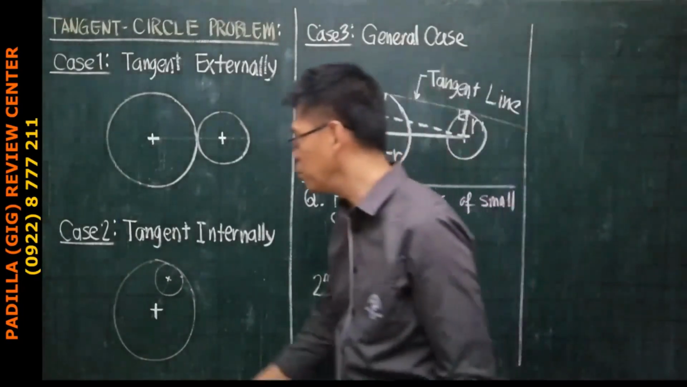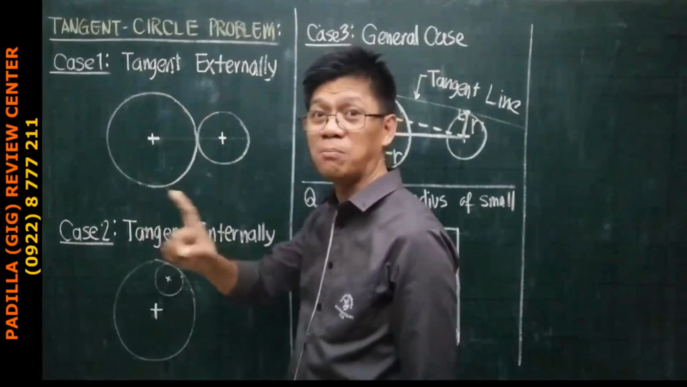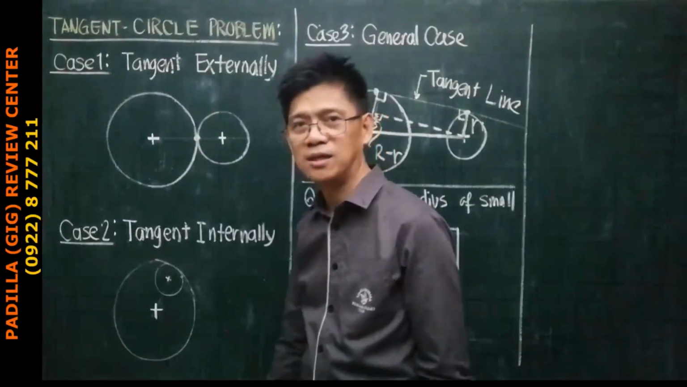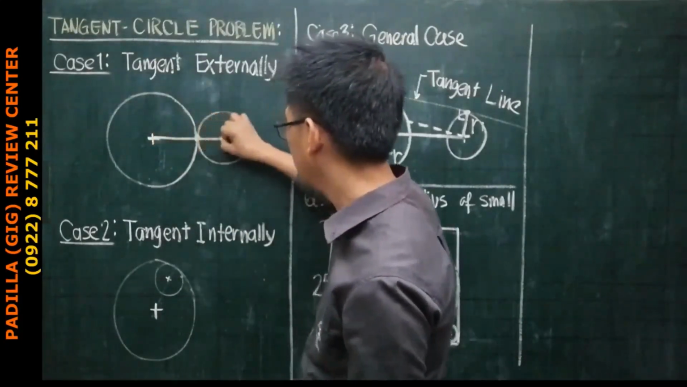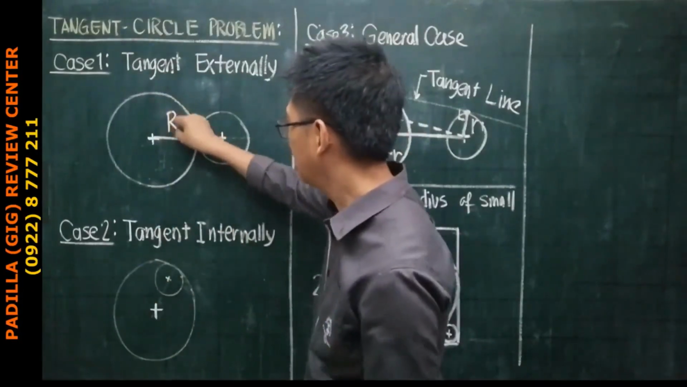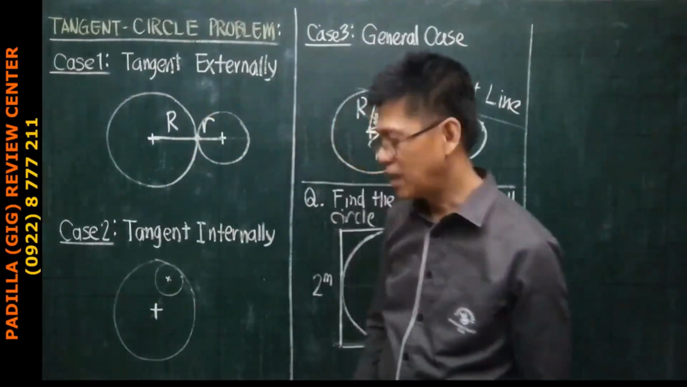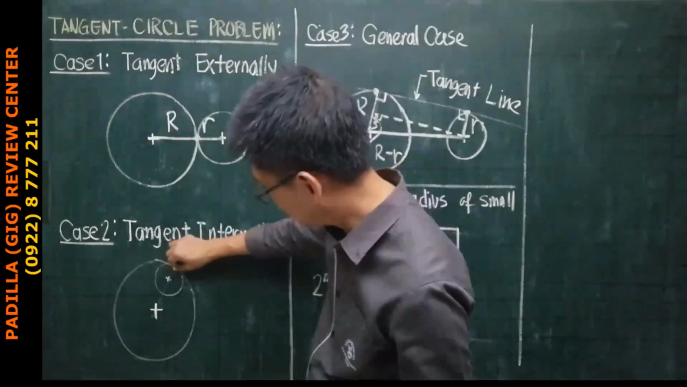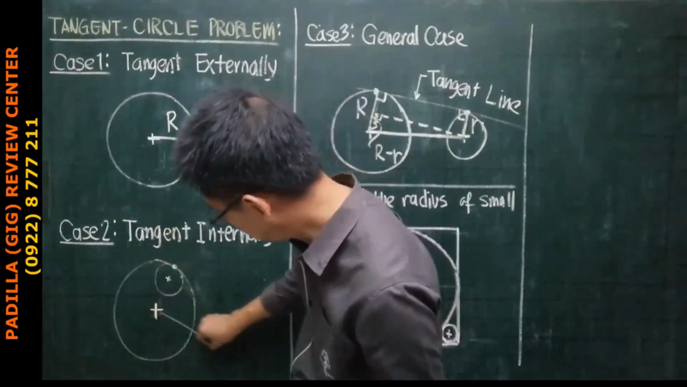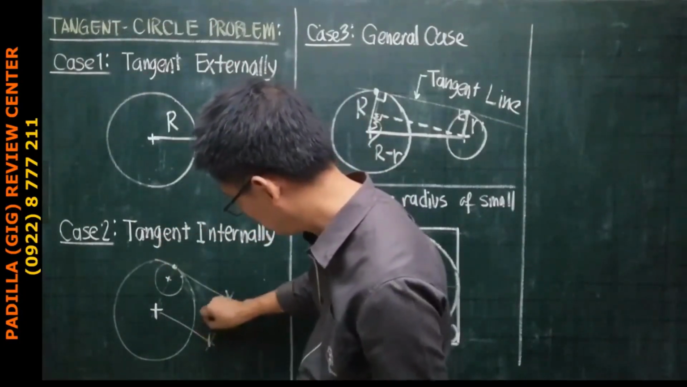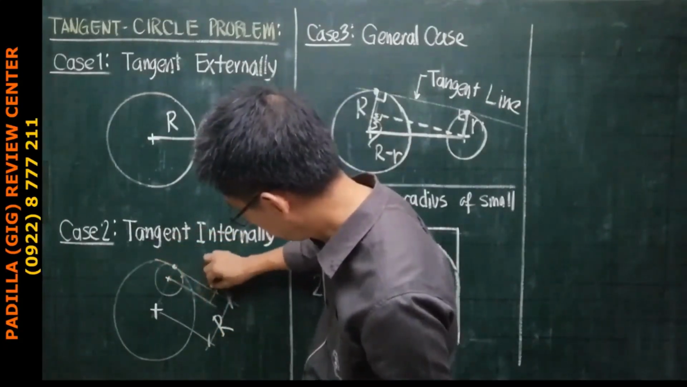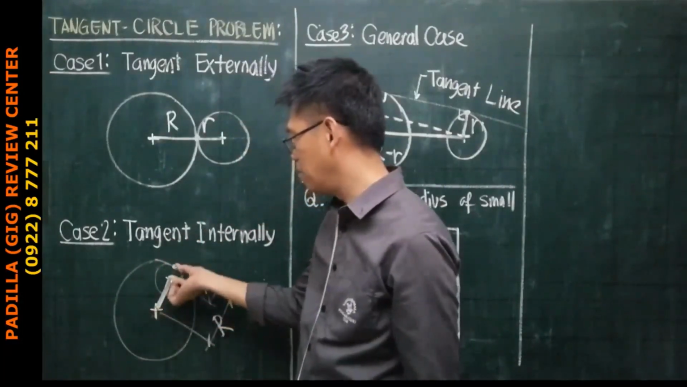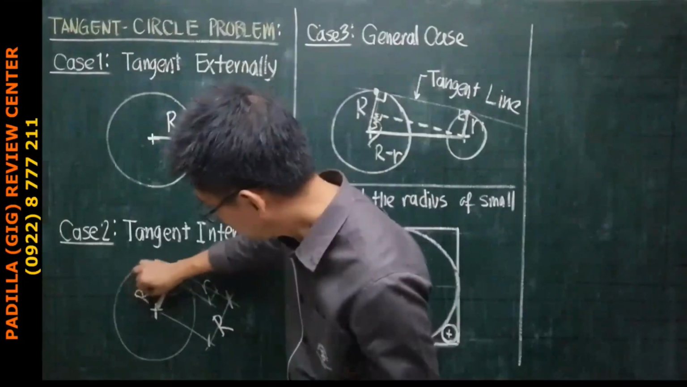Now, here, if you have 2 circles that are tangent, touching, tangent externally, this is the point of tangency. The center to center segment is R plus small r. Now, if you have two circles that are tangent internally, this is their point of tangency. This is big R. This is small r. So the center to center segment must be R minus r. So you begin with this.